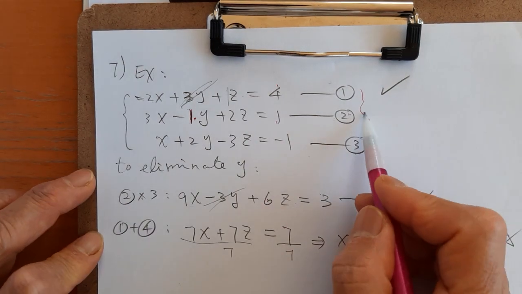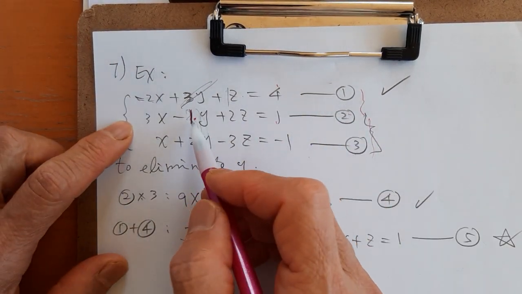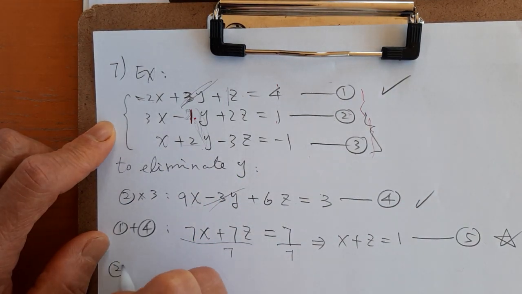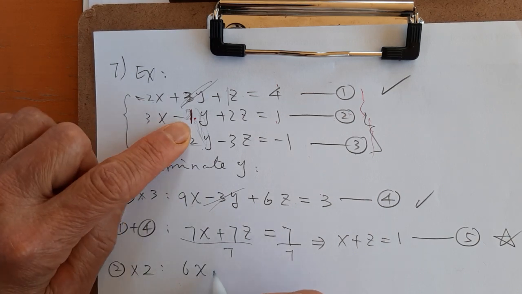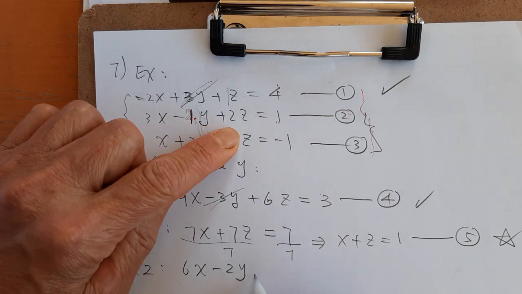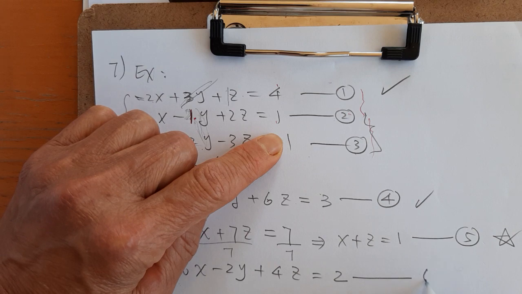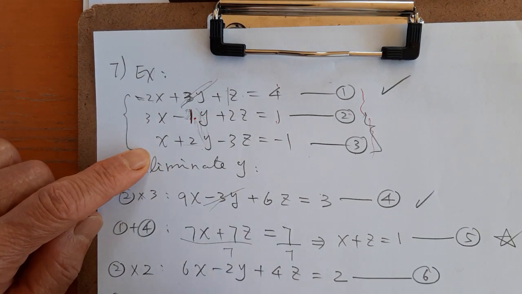Now then you go 2 and 3 to eliminate y. You do second equation times by 2, add together, y cancels. So you do second equation times by 2. 3x times 2 is 6x. -y times 2 is -2y. 2z times 2 is 4z. And 1 times 2 is 2. And you call this the sixth equation. And add with the third equation. 3 add 6.